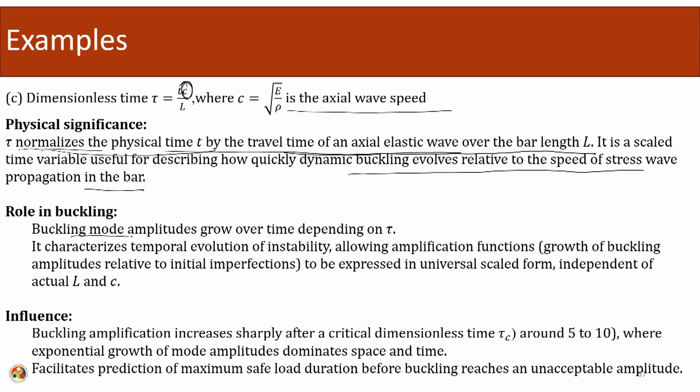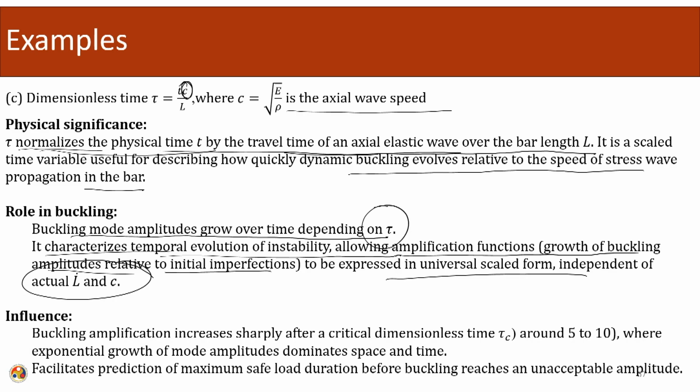The role in buckling: mode amplitude grows over time depending upon the value of tau. It characterizes a temporal evolution of instability, allowing amplification functions, growth of buckling amplitude relative to the initial imperfections to be expressed in a universal scaled form, independent of the actual L and C. So, it gives an independent expression for growth of the buckling amplitudes.